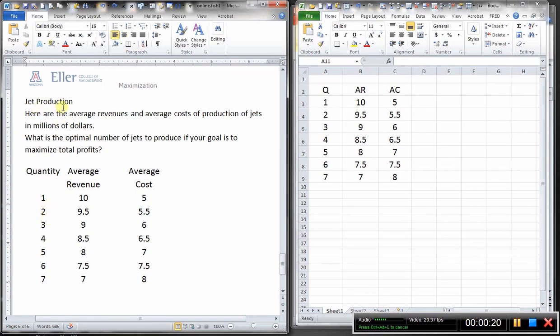Because notice we're producing jet airplanes. And so the optimal number of jets is not going to be 1.5 jets, because half a jet is just not going to do the job for what you want to do. People have tried flying half jets, but I don't think that works very well.